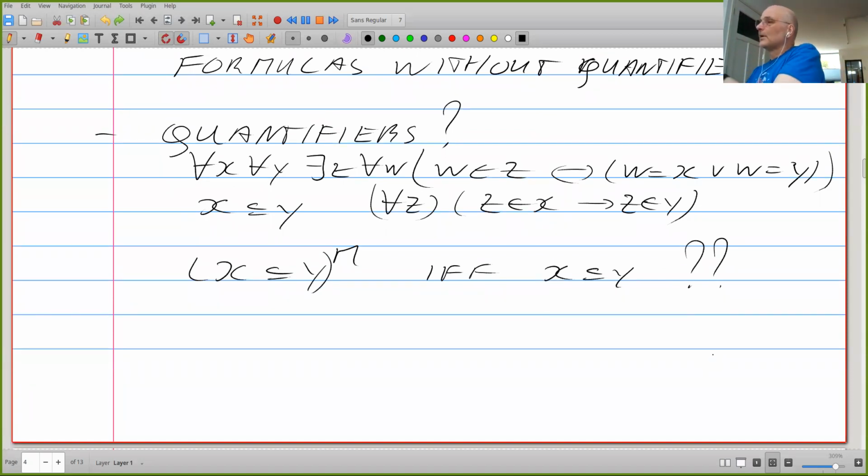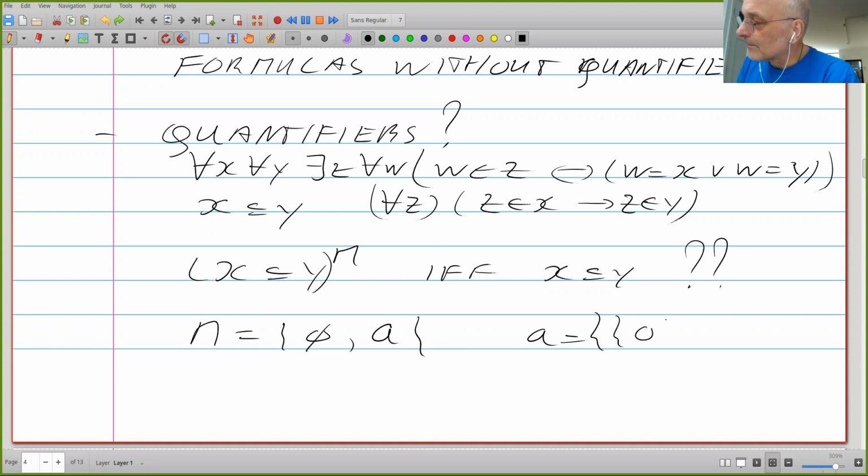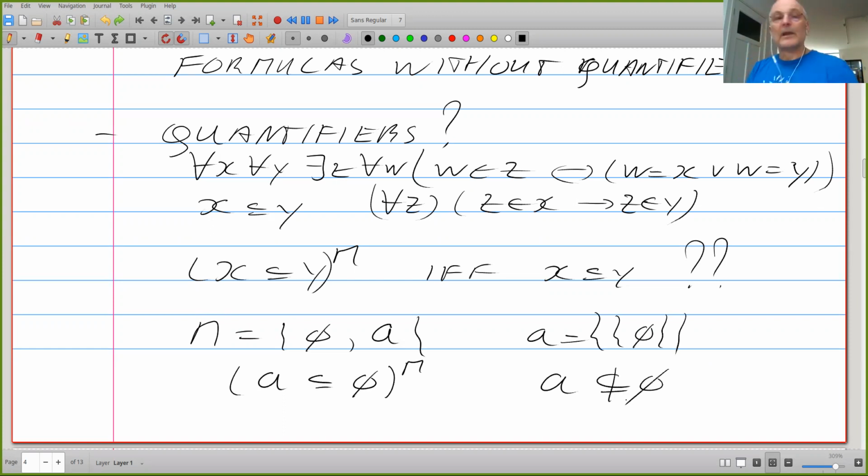Well, no. And here is a very easy example. You can cook up many examples like this. This is a ridiculous example. The set is not even transitive or anything, but that's the whole point.